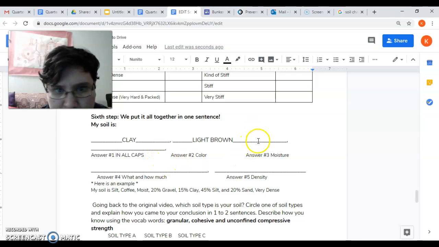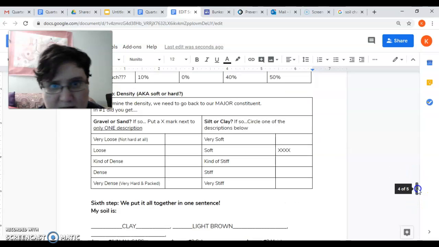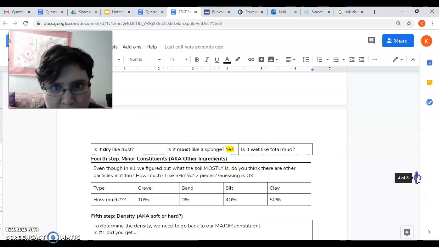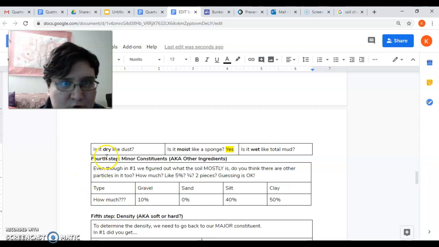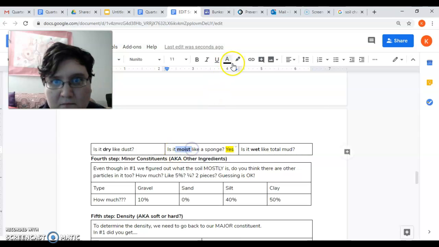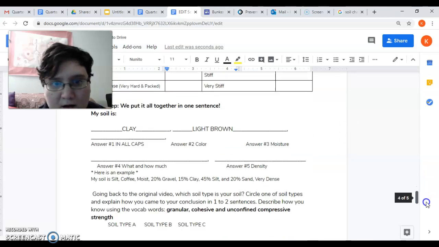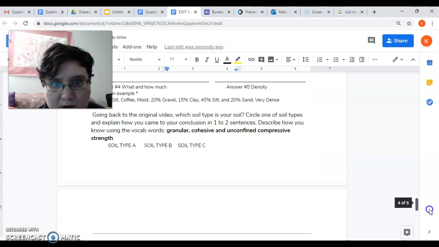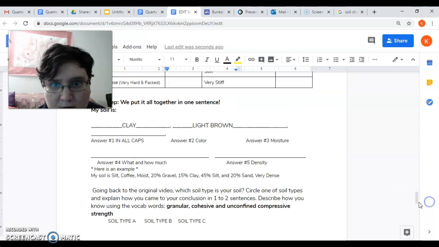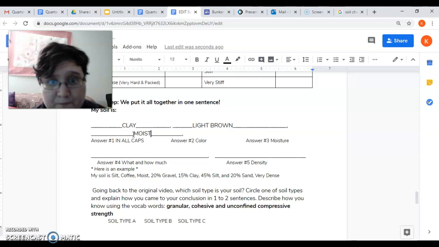Answer to number 3, moisture. I think I said that it was like a sponge. So we can either choose dry, moist, or wet, and I ended up choosing, for mine, moist. So that's what we're going to say there. So go down, go down, go down. Okay, so for 3, moist.